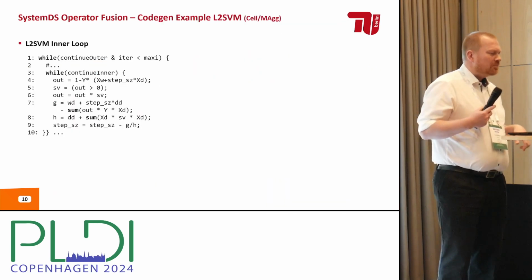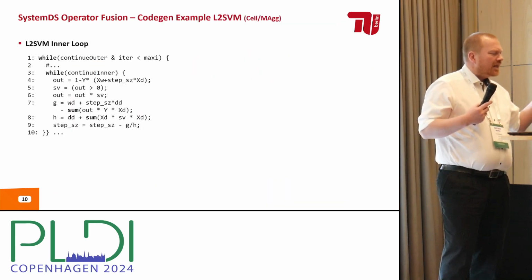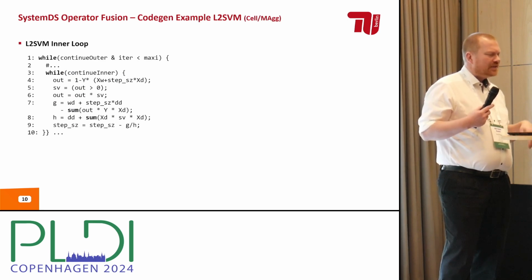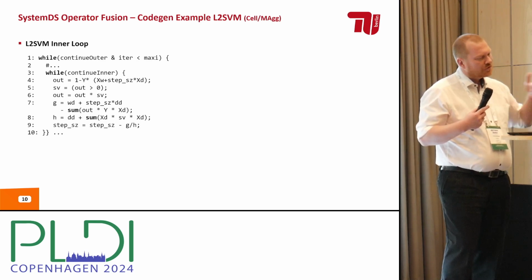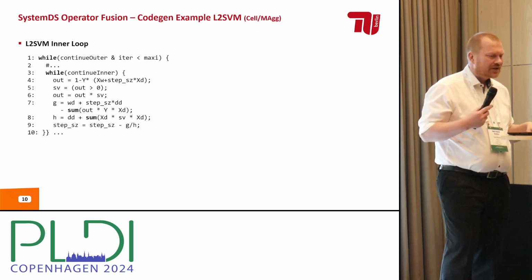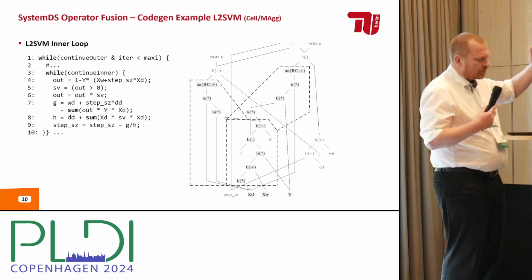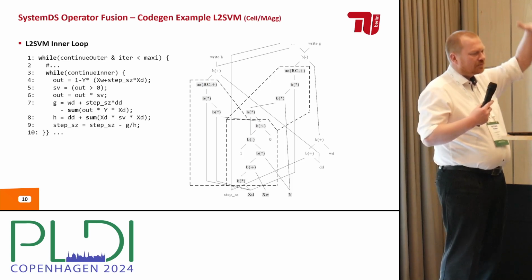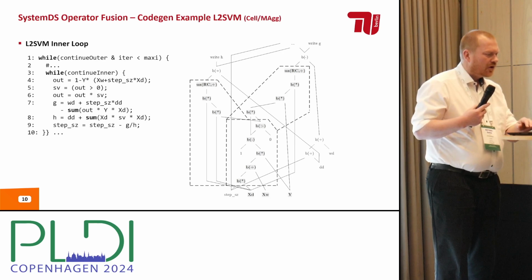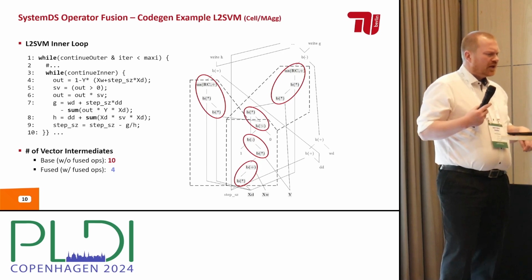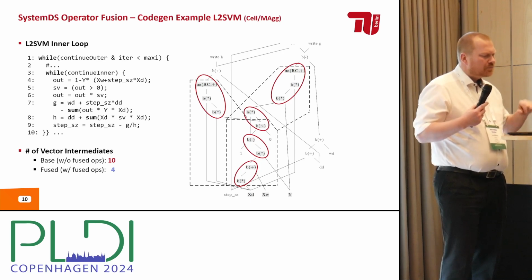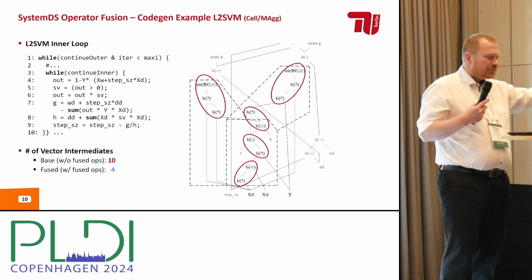So here's an example of a basic L2 regularized support vector machine, kind of two loops. The outer is for a conjugate gradient method. The inner is for a line search, how far in the direction of this gradient we are getting. By default, we compute plans like this. So it starts at the bottom and computes the results on top. Our normal fused operators that we hand-coded often only cover 2 or 3 inputs. This is good. This already reduces the number of vector intermediates from 10 to 4.